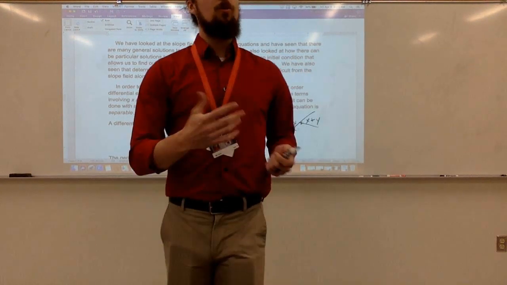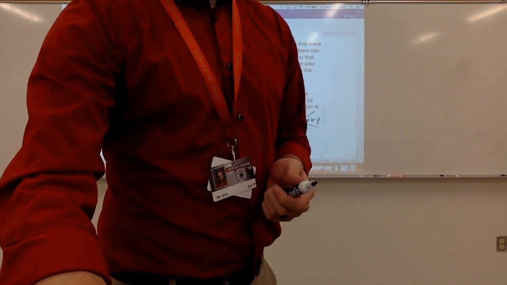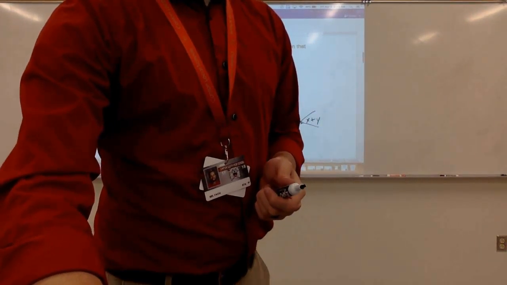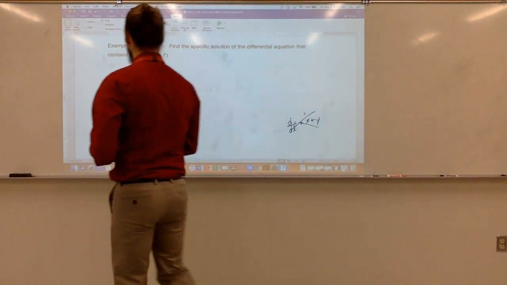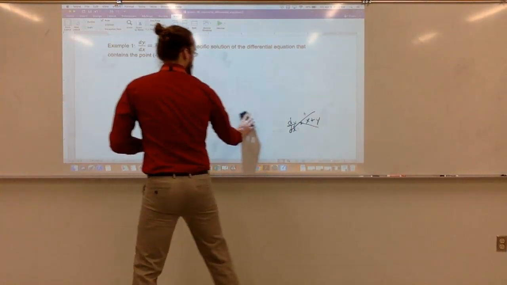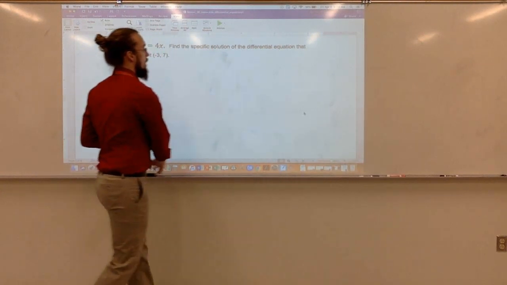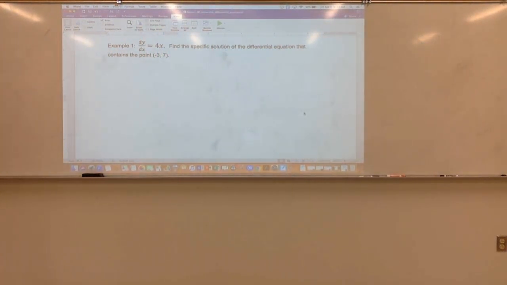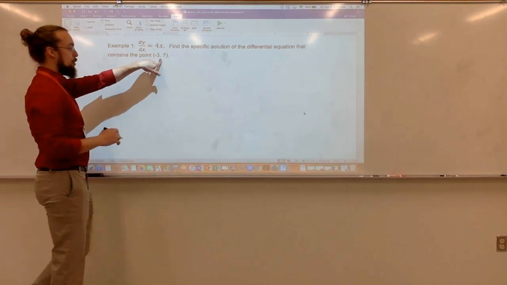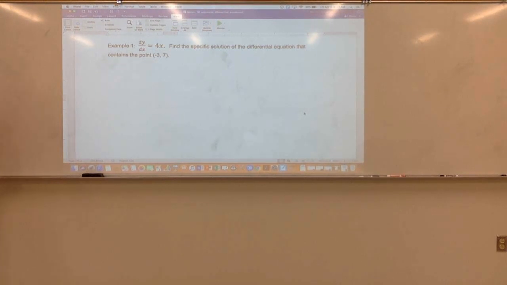All right, so what we're going to look at today is a lot of examples where we are given a dy dx and asked to find a general solution, meaning we'll have a plus c in there, and then we will be given an initial condition. Then we'll need to solve for c and give a specific solution. Okay, so let's start with an easy one here.